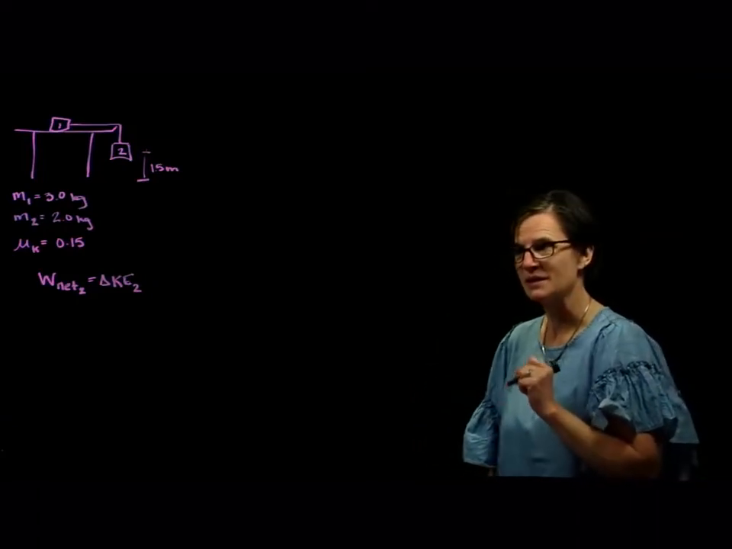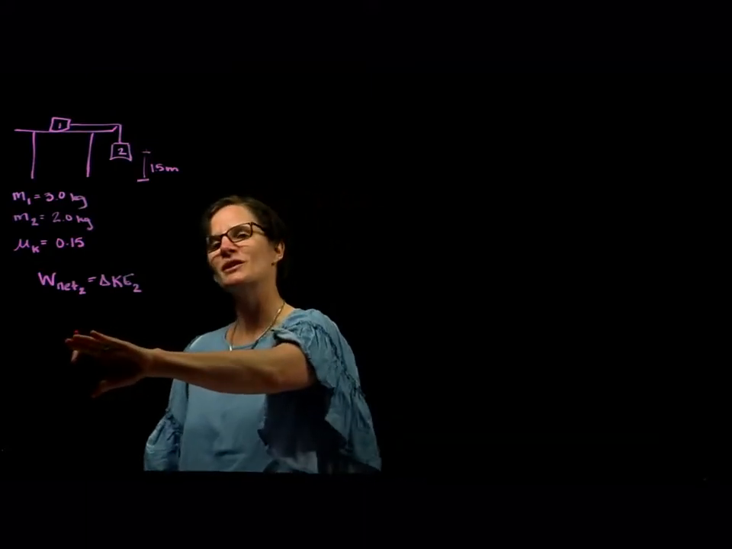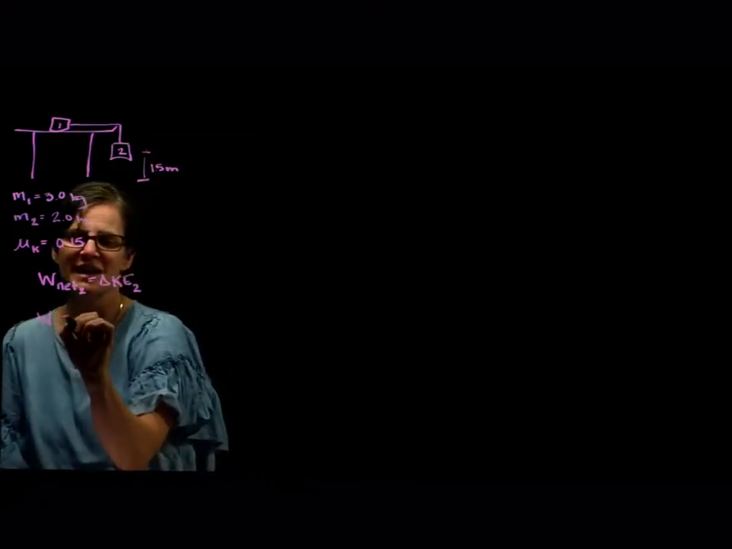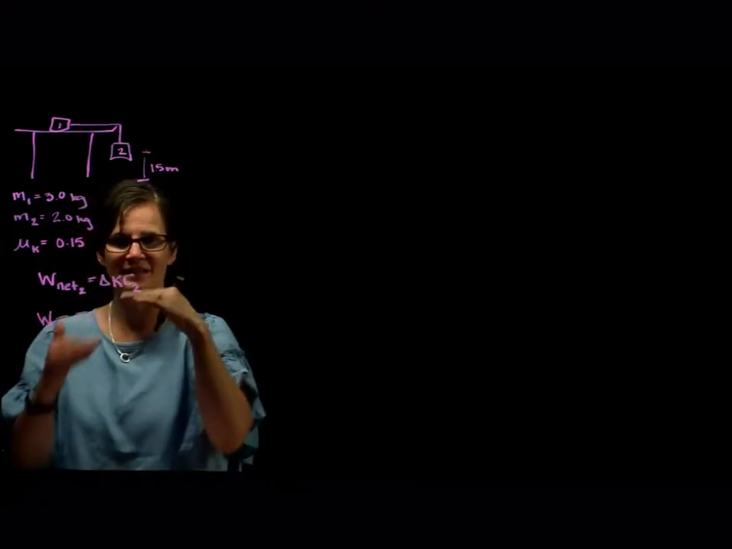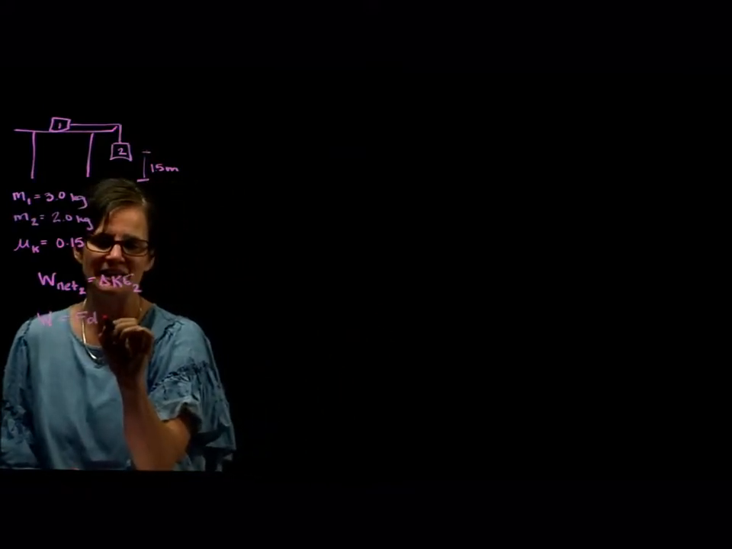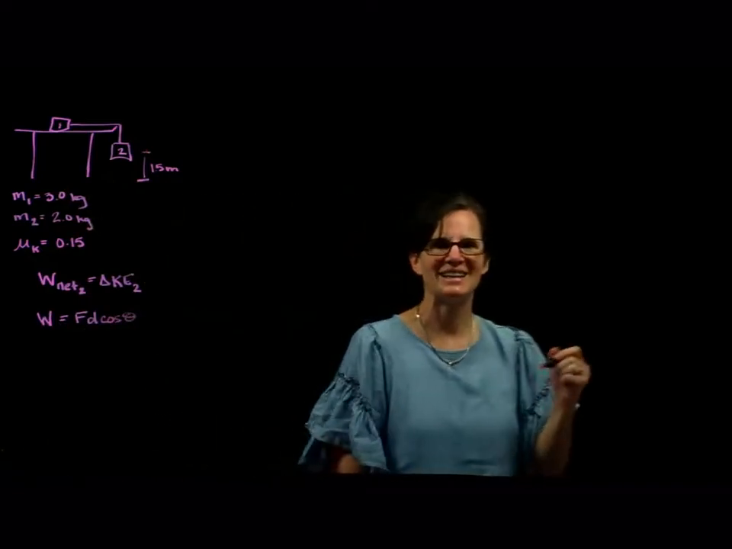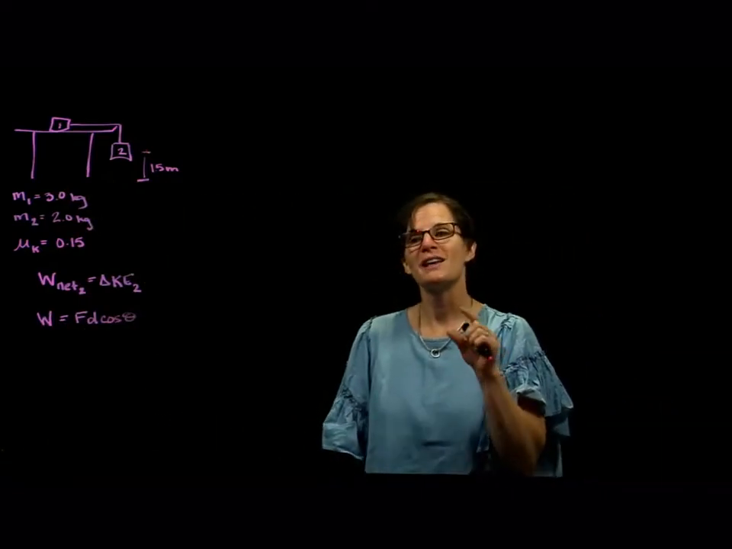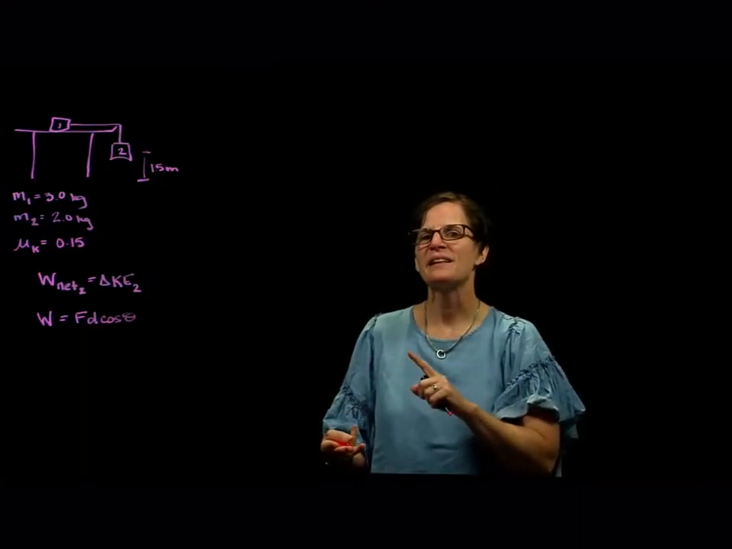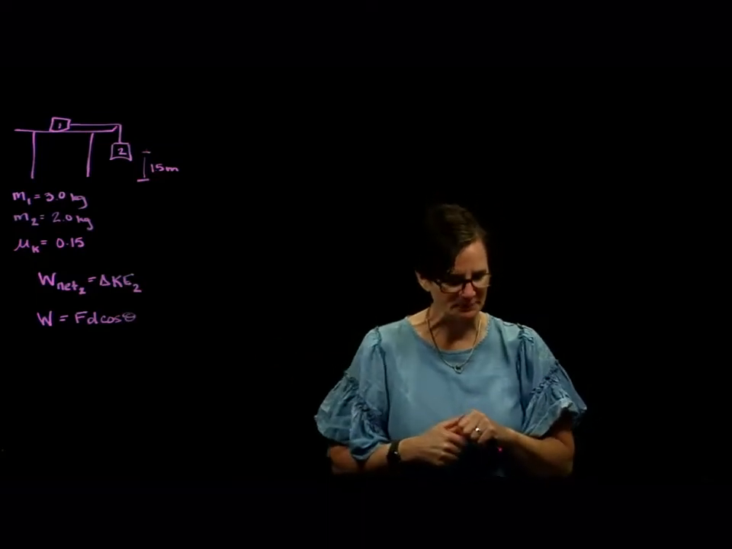Okay, so let's start with block 2. If we want the net work, we want to keep in mind that the work done by any one force is equal to the force times the displacement over which that force is acting, times the cosine of theta, where theta is the angle between the force and the displacement. This is really the component of the force in line with the displacement.